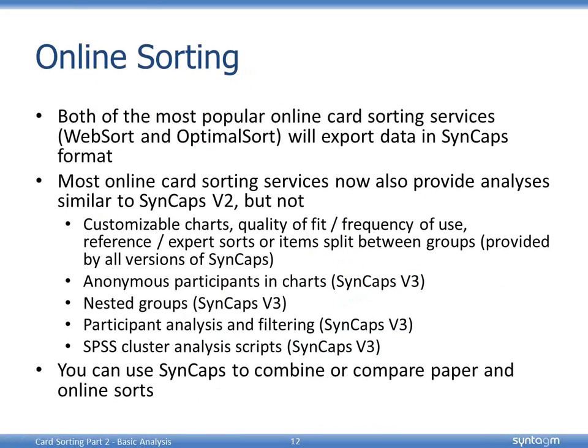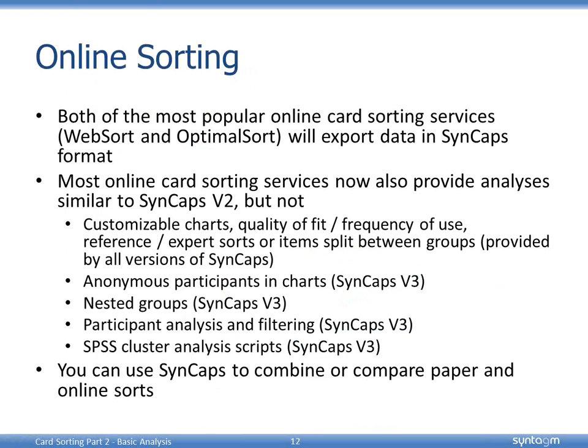And I'll show you how that's done in the demo section of this webinar. The online sorting doesn't support this weighting that I mentioned for either quality of fit or frequency of use. The online sorts don't support reference or expert sorts, and they don't support something that versions 2 and 3 of SynCaps do, which is the ability for participants to put the same item into multiple groups.